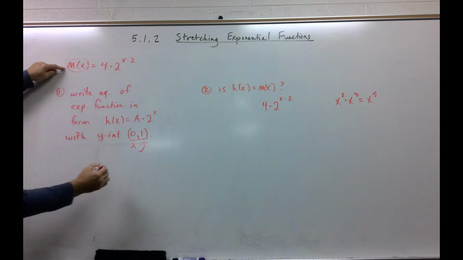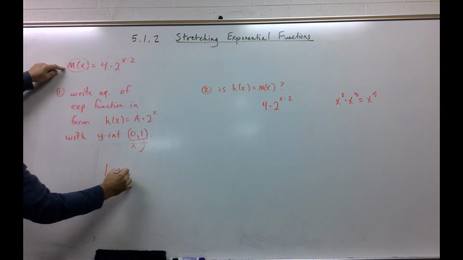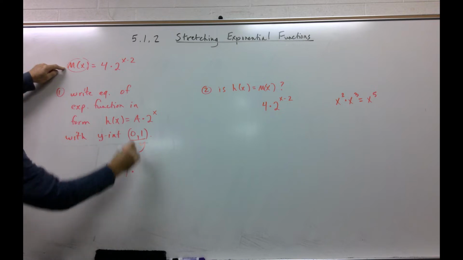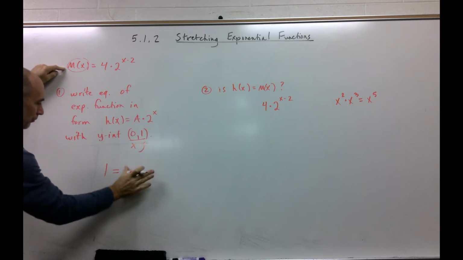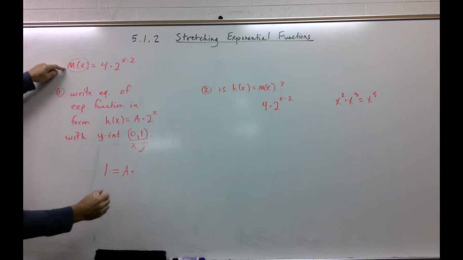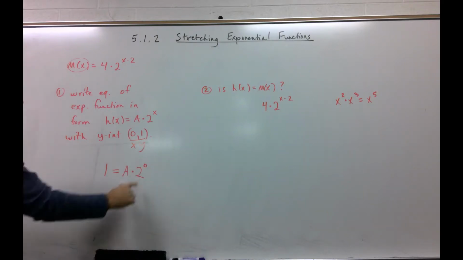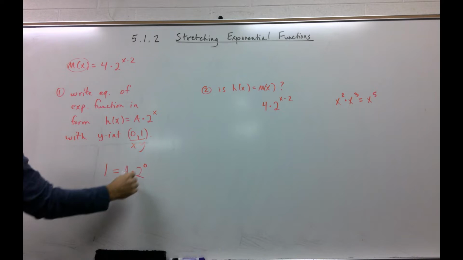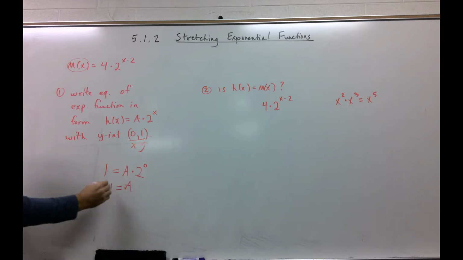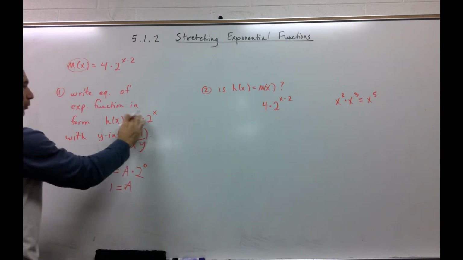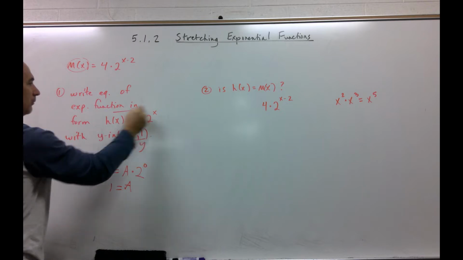That's y. So y equals 4 times, whoops, we don't know what a is. That's what they're having us find. A times 2 to the x power. Well, anything to the 0 power is 1. So that's just saying a is 1. So my answer would be right here.